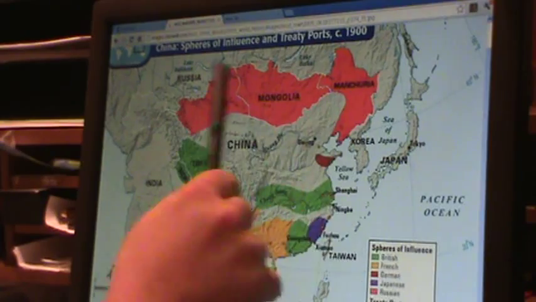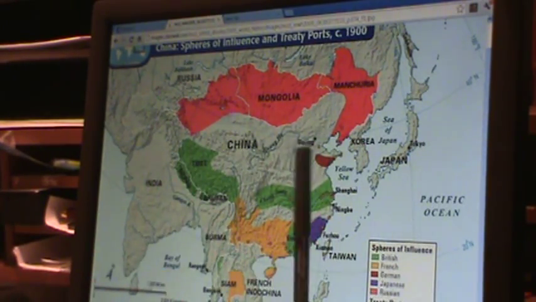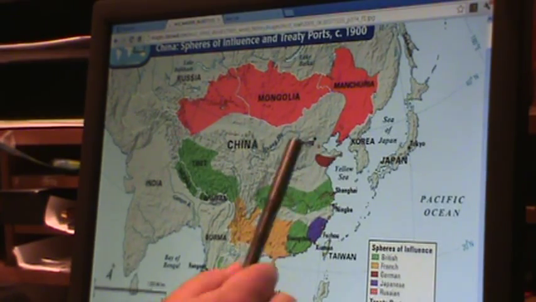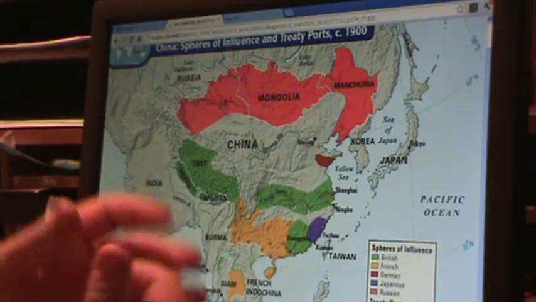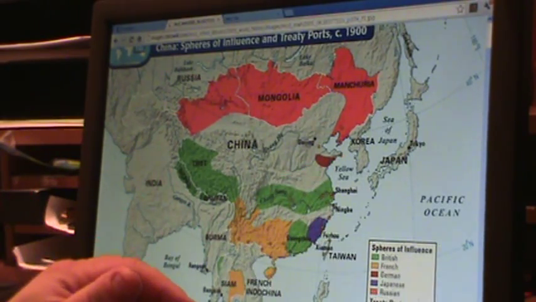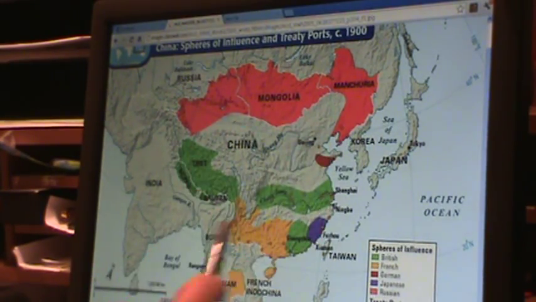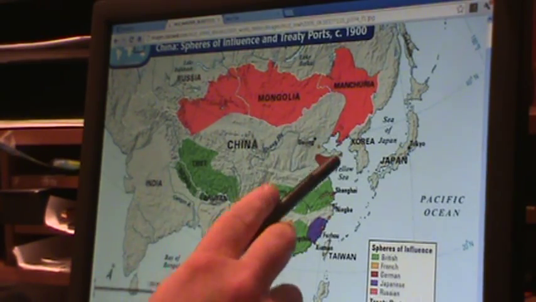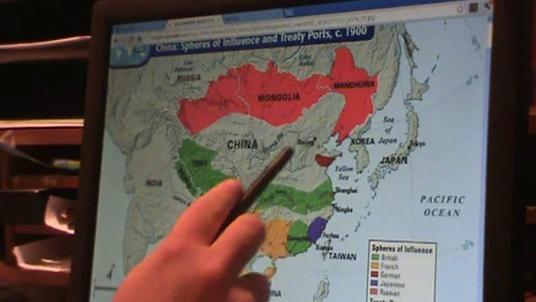Up along the northern border of China in this red area, this was an area dominated by Russians. This little maroony area over here was the German sphere of influence, and it's called a sphere of influence because it is an area, a section, could be small, could be large, where the country in question has influence. That the red, Russia, has influence over this area. It's Russia's sphere of influence. Germany has influence over this maroon area. It is its sphere of influence.